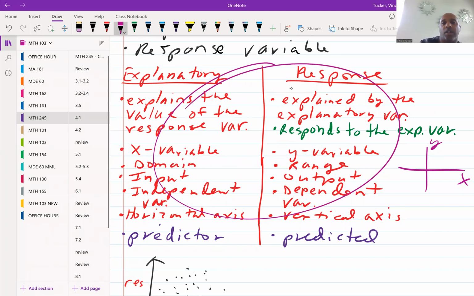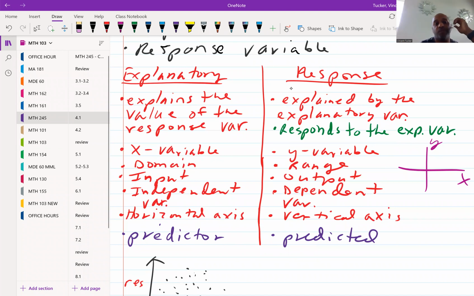All right, so here is the difference between the explanatory variable and the response variable. Your explanatory variable explains the value of the response variable, and the response variable is explained by the explanatory variable; it basically responds to it. Explanatory will always be X, response variable will always be Y. Explanatory is your domain, response is your range, input versus output, independent versus dependent. Explanatory is your horizontal axis, and your response variable will be your vertical axis. Your explanatory is your predictor, and your response variable will be your predicted. So whatever you're trying to predict will always be your Y, your response variable. Just like in the last example, they're asking us to predict the GPA, so that's a clear indication that the Y variable is the GPA.